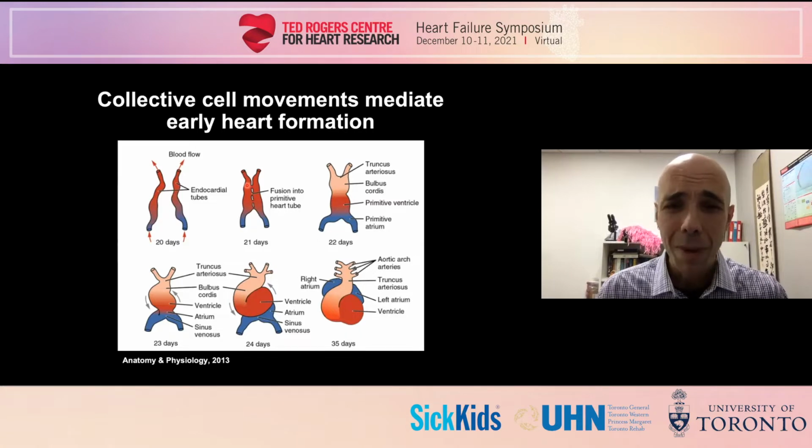Now, we know quite a bit about the gene networks that regulate cell fate specification and differentiation from here on, but we don't know that much about what happens before, about how these cells move and how they move cohesively as groups. So in our lab, we're trying to address those questions, and we're doing that using the fruit fly Drosophila melanogaster as a model system.